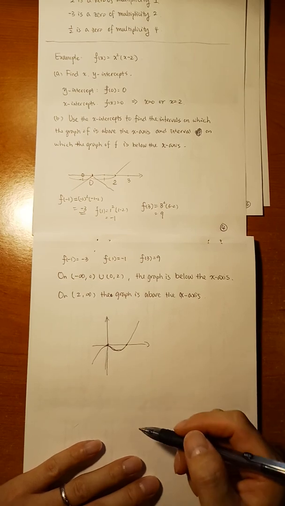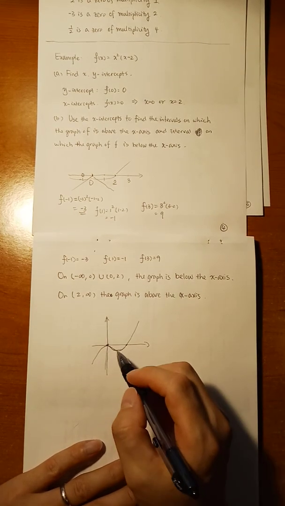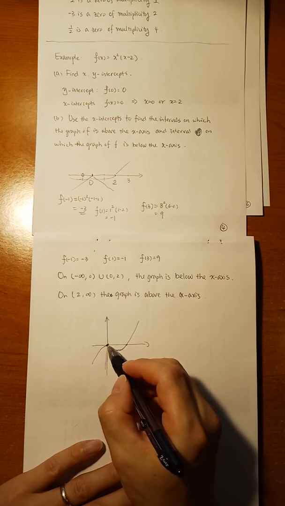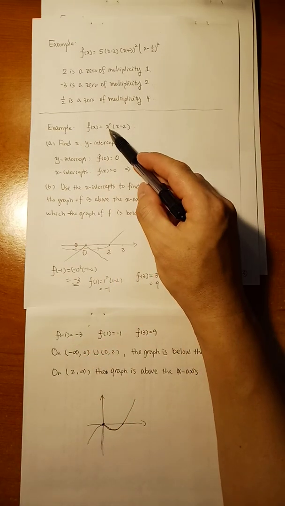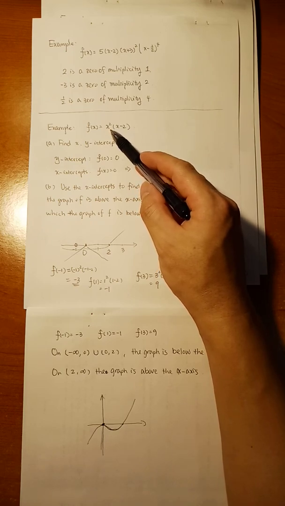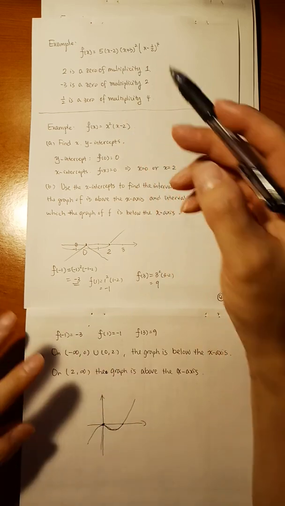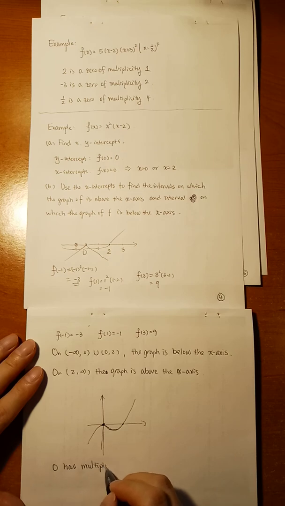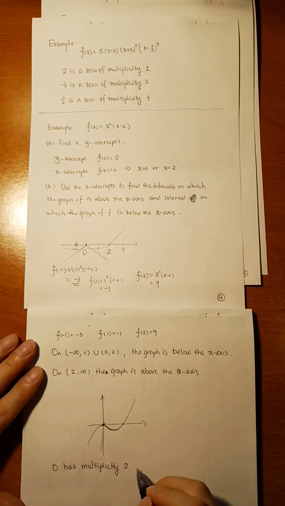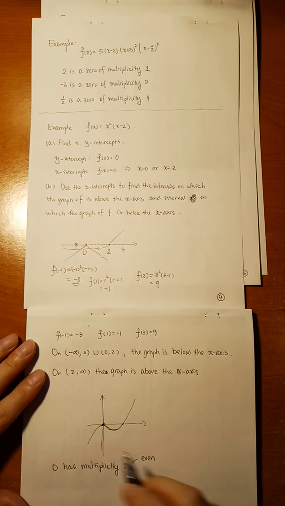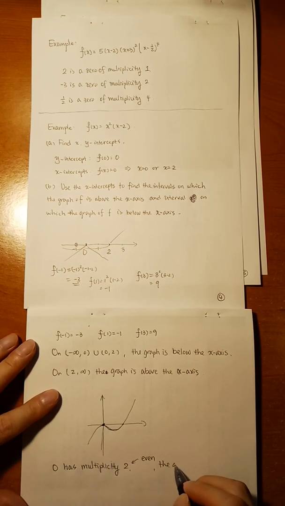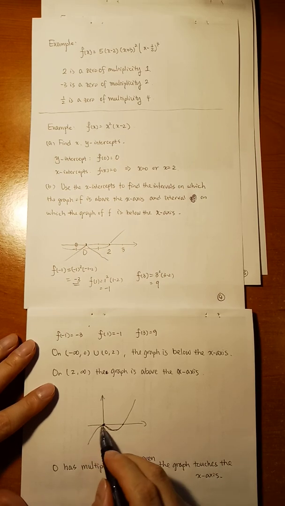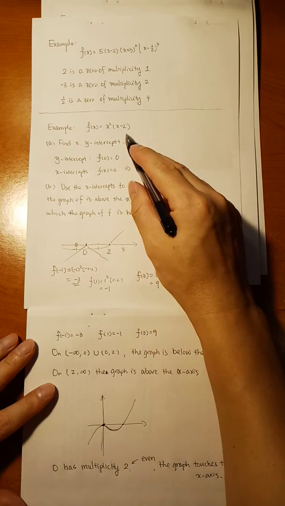The next suggestion, or the conclusion, says here, this 1, this 0. This 0 comes from the factor x squared. So the multiplicity of 0 is 2. It's an even number. If it's an even number, the graph touches the x-axis.